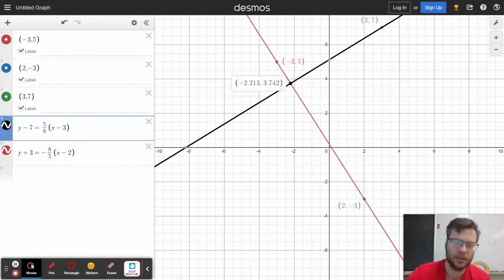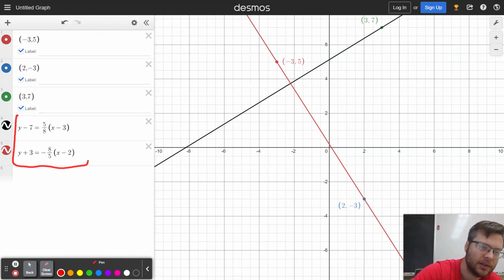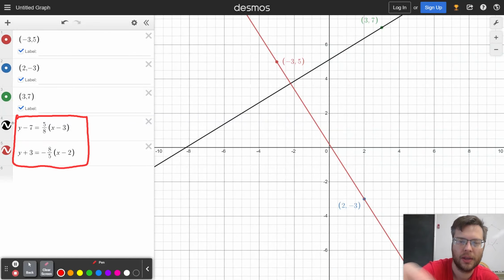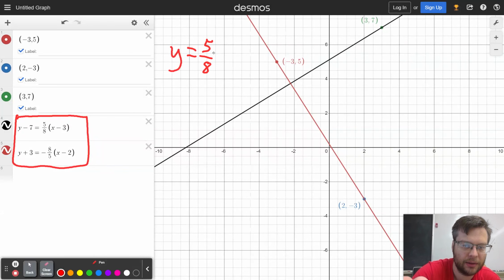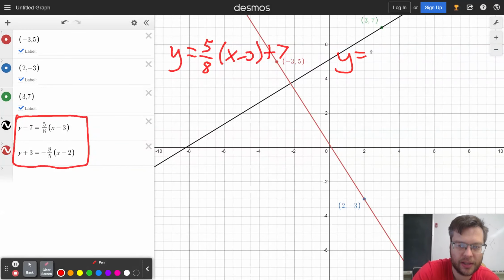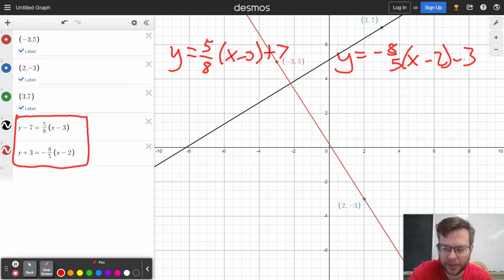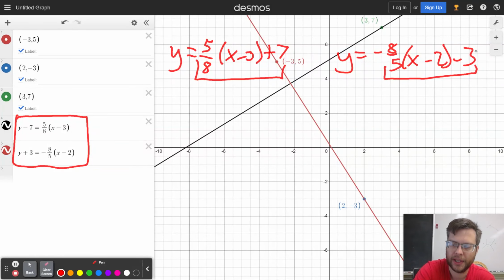What you can do is dig deep. Remember your system of equations skills. We're going to take these two equations and do substitution on them. So the first equation can be rewritten like this. If I add 7 to both sides, I get 5/8 x minus 3 plus 7. And the second equation can be rewritten like this. If you subtract 3 from both sides, you get this. And both these equations are now equal to the letter y. So I can grab this and set it equal to this. They're both equal to the letter y, so I can set them equal to each other.